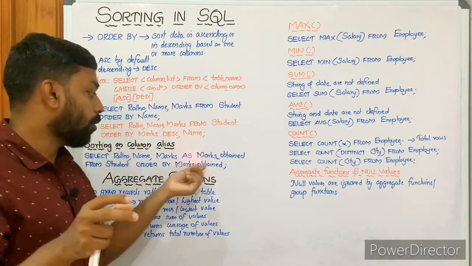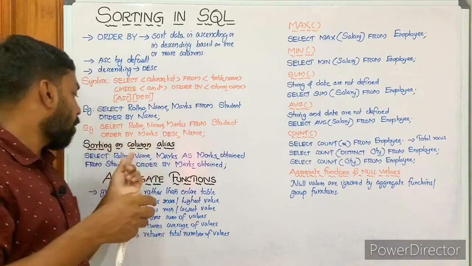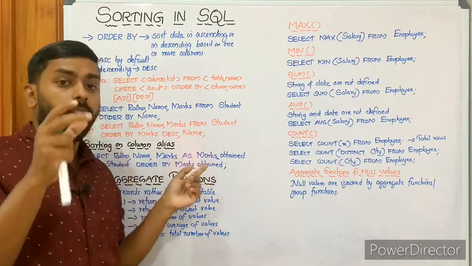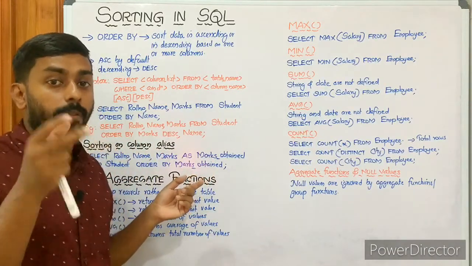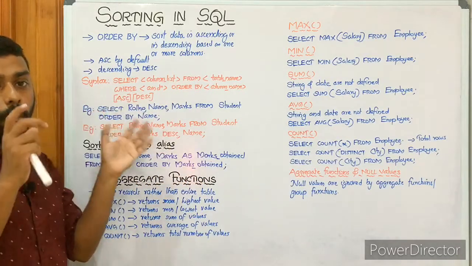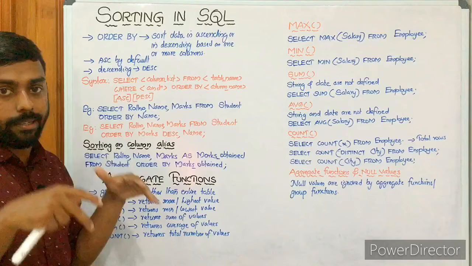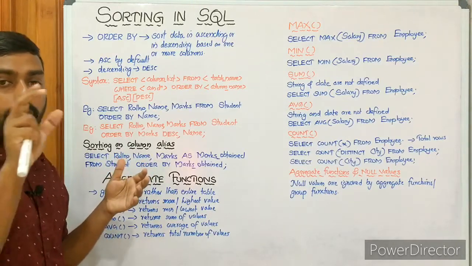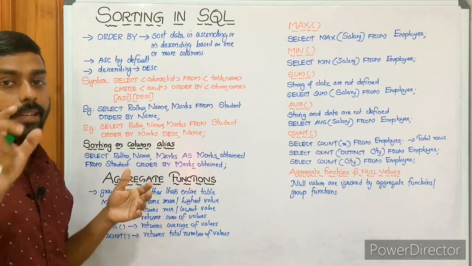Hope you get it. And it will be what? Display roll number, name and marks obtained in ascending order, right? In ascending order of marks obtained, yes. So this is all about sorting in SQL, okay. Sorting in SQL using the ORDER BY clause and ASC and DESC keywords.